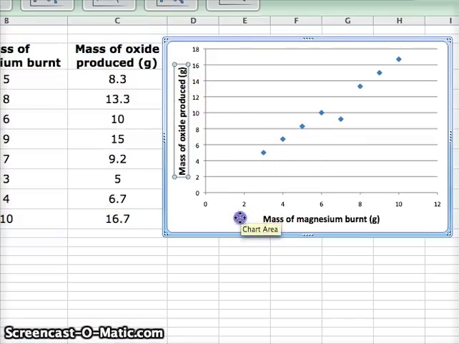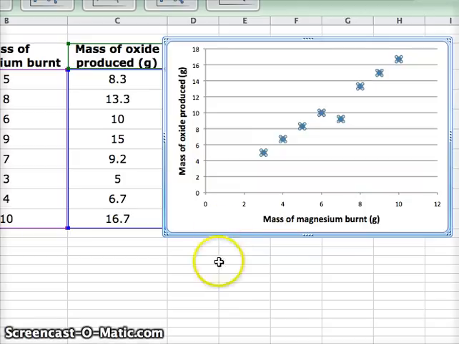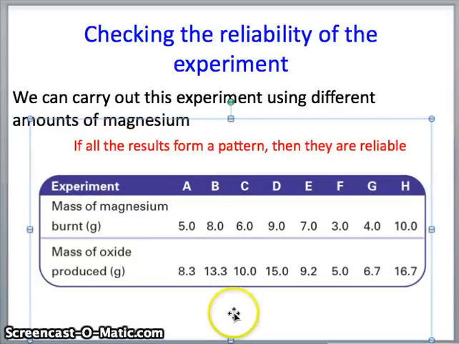So if indeed we look at our data points here, we see that they do form a pretty nice pattern. There's one point that's a little bit out of line, but that's expected when you have experimental data. It'll never be a perfect line, but you can see that there's definitely a pattern there. There's definitely a trend. So we can therefore conclude that our results are fairly reliable, and this gives evidence to support the theory of the conservation of mass.